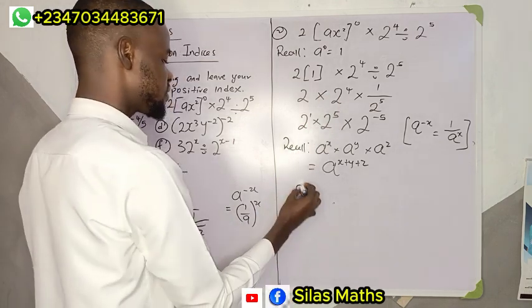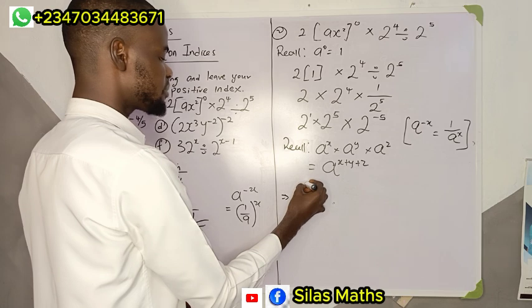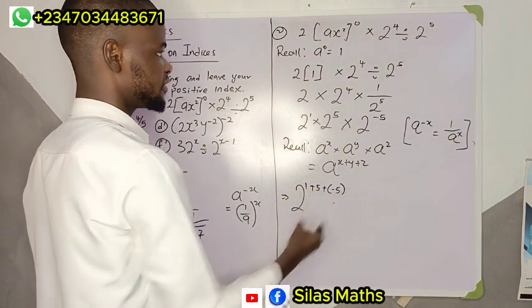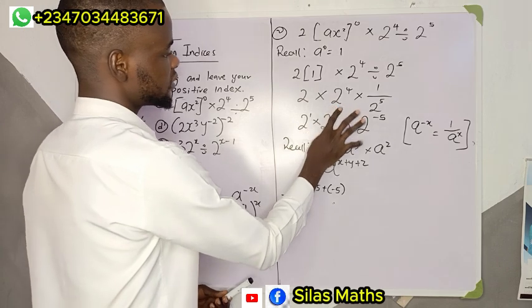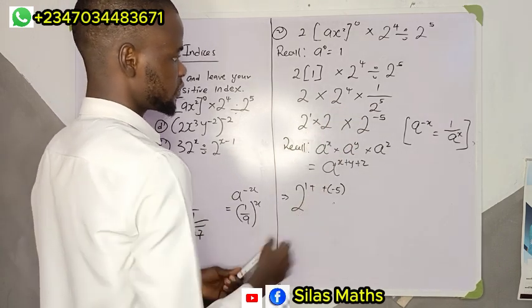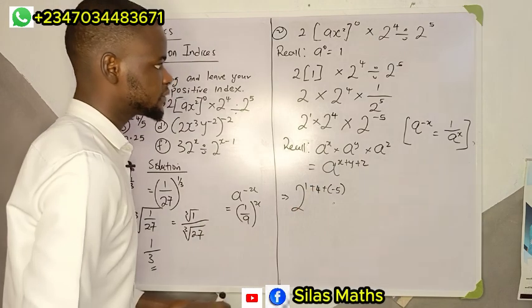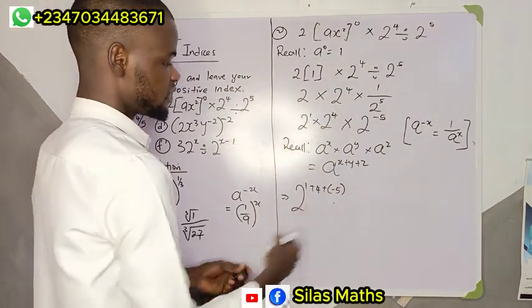So that will give me 2 to the power of 1 plus 5, then plus minus 5, right? Oh, this is not 5, this is 4. I think we'll mix it up here. Here is 4 and here is 4. Okay, so that will give us, go ahead and solve further.